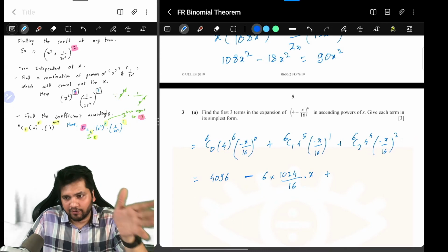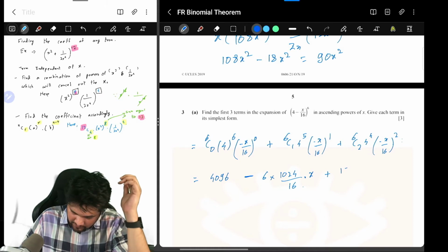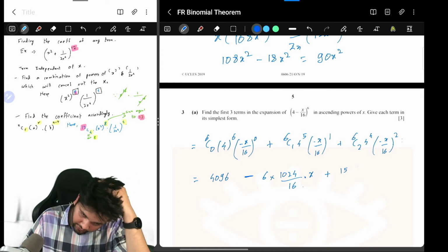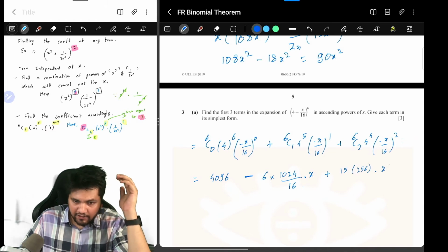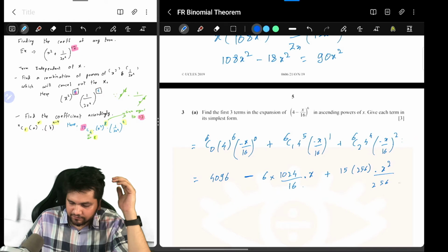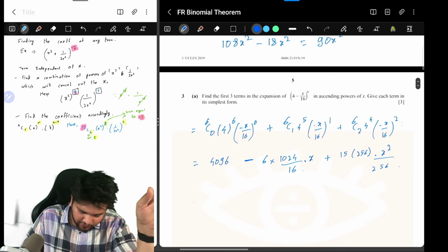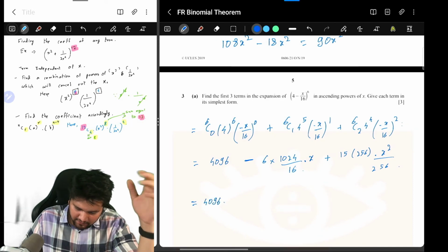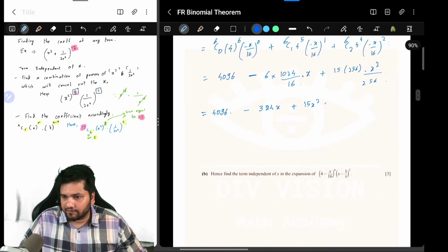6C2 is nothing but 6 into 5 upon 1 into 2, which is 15. 4 to the power of 4 is 2 to the power of 8. How much is 2 to the power of 8? 256, right? Into x square divided by 16 square, which is 256. Correct, everyone? Finally, if you solve it, you will get 4096 as it is, minus 384x, plus 15x square. That's it. These are the first three terms. Very easy question I've given.